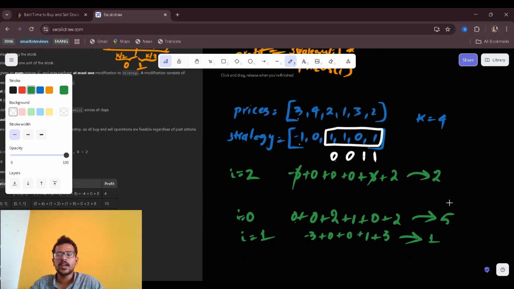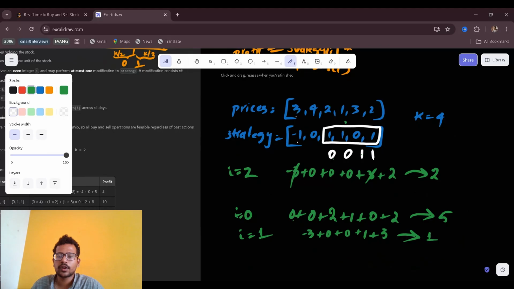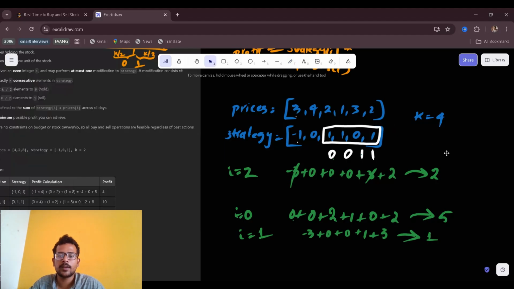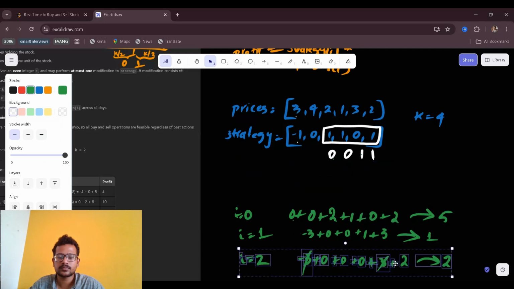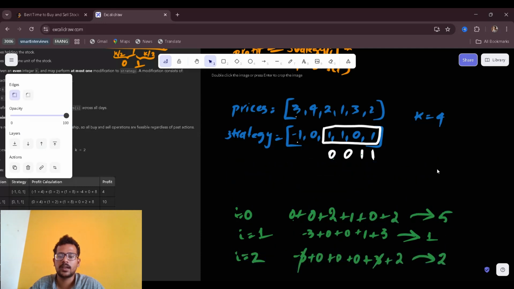But if you see, I can't go from here. So why? Because I need k elements, 4 elements, but I have only 3 elements if I start from i is equal to 3. So I just end up at i is equal to 2.